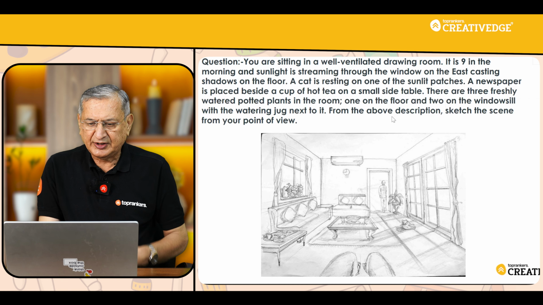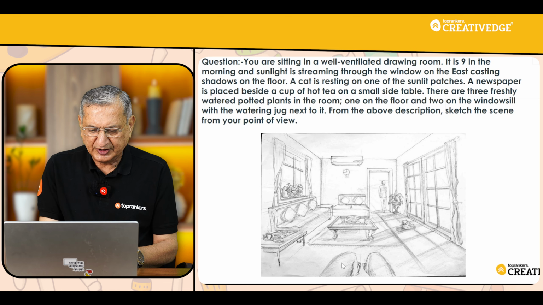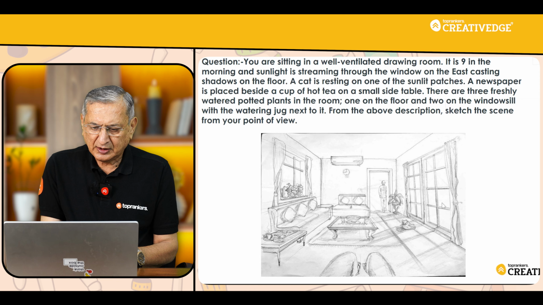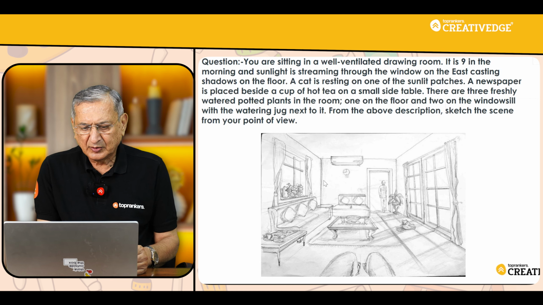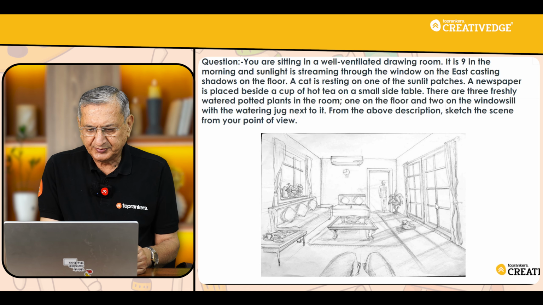From the above description, sketch the scene from your point of view, as if you are sitting in this drawing room. So these are your legs, and in the 1 point perspective, you are using the deviating lines which are deviating towards the vanishing point right in front of you. To add interest in the sketch, I have added this human figure, which gives you the sense of proportion, the sense of scale of the room.